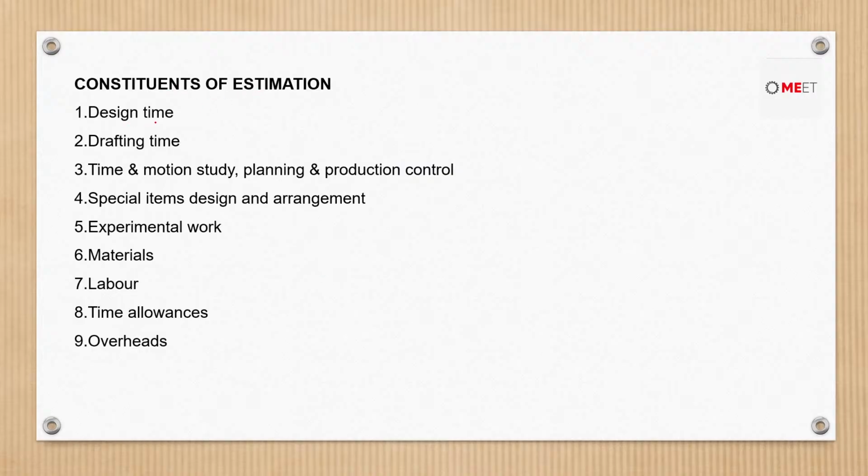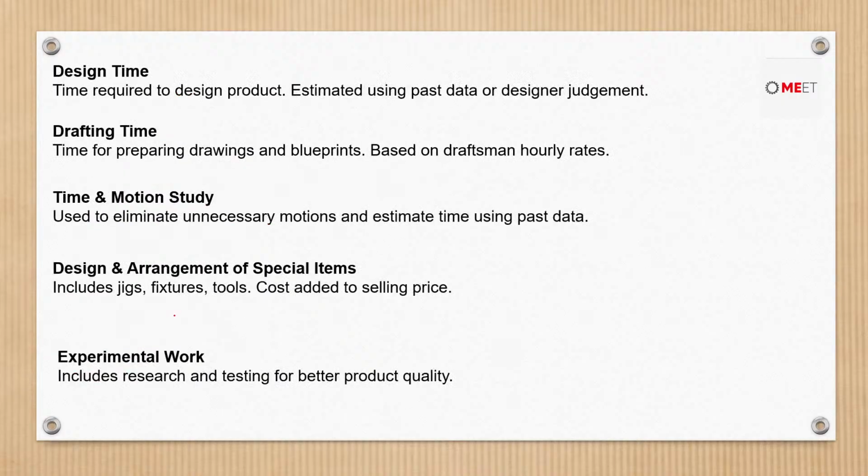Constituents of estimation. The first one is design time, drafting time, time and motion study, planning and production control, special items, design and arrangement, experimental work, materials, labor, time allowances, and overheads. Design time is the time required to design the product using past data, or it is based on the designer's judgment. Drafting time is essentially for preparation of drawings and blueprints, and it is more or less dependent on the draftsman himself, and he will be charging on hourly rates.